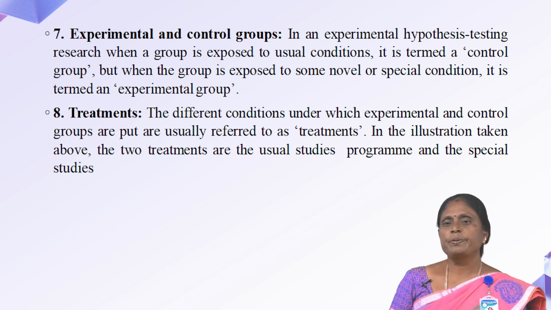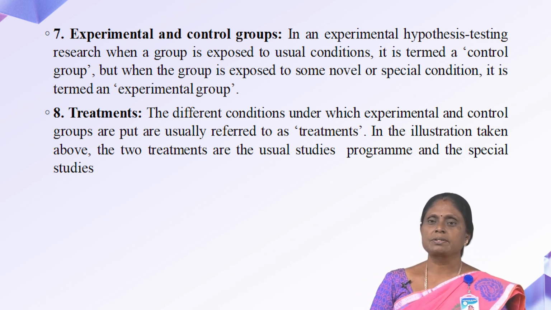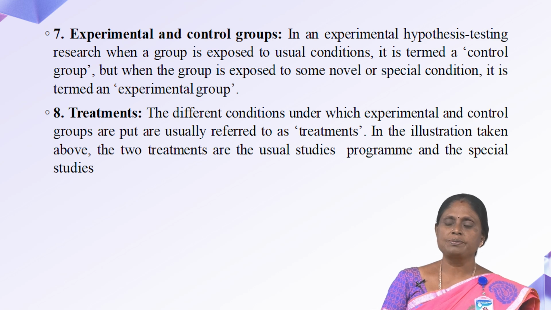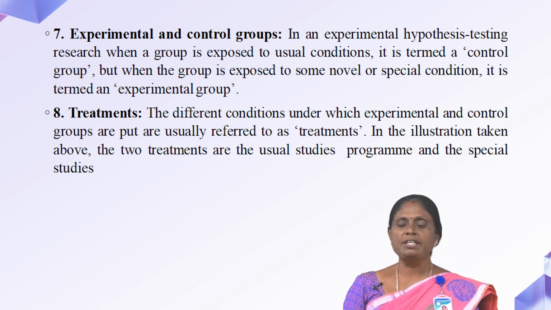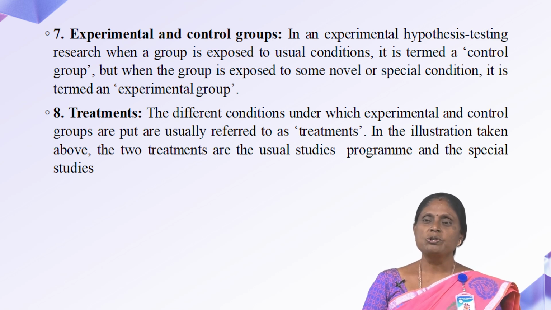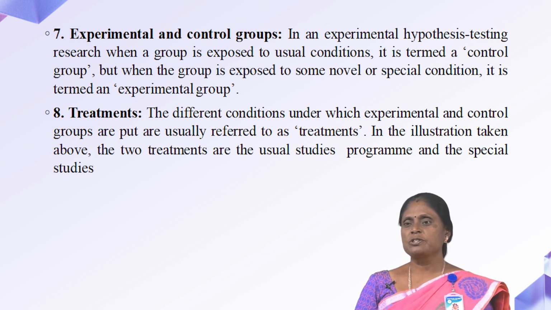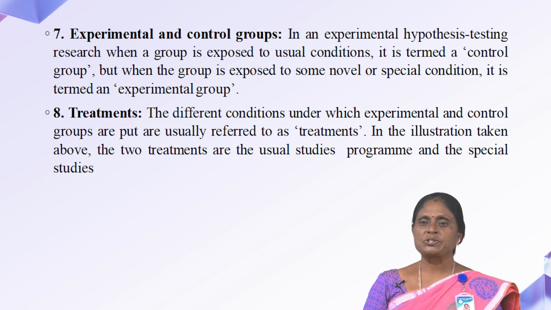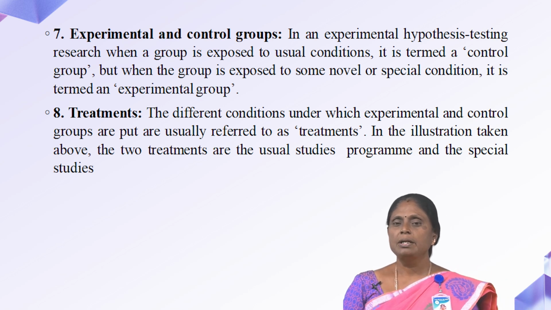Next one, experimental and control groups. See, what are experimental and control groups? In experimental hypothesis testing research, when a group is exposed to usual conditions, it is termed the control group. But when the group is exposed to some novel or special condition, it is termed the experimental group.